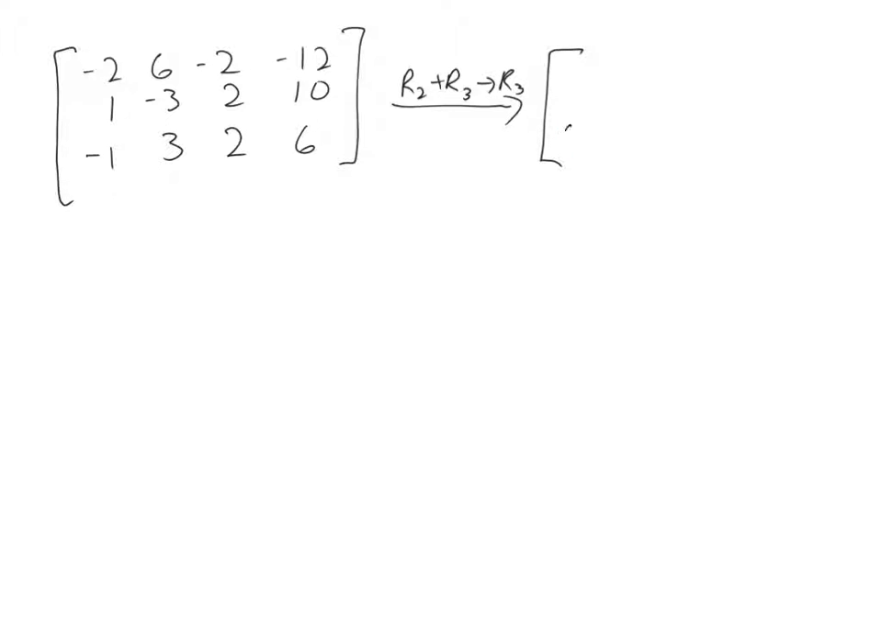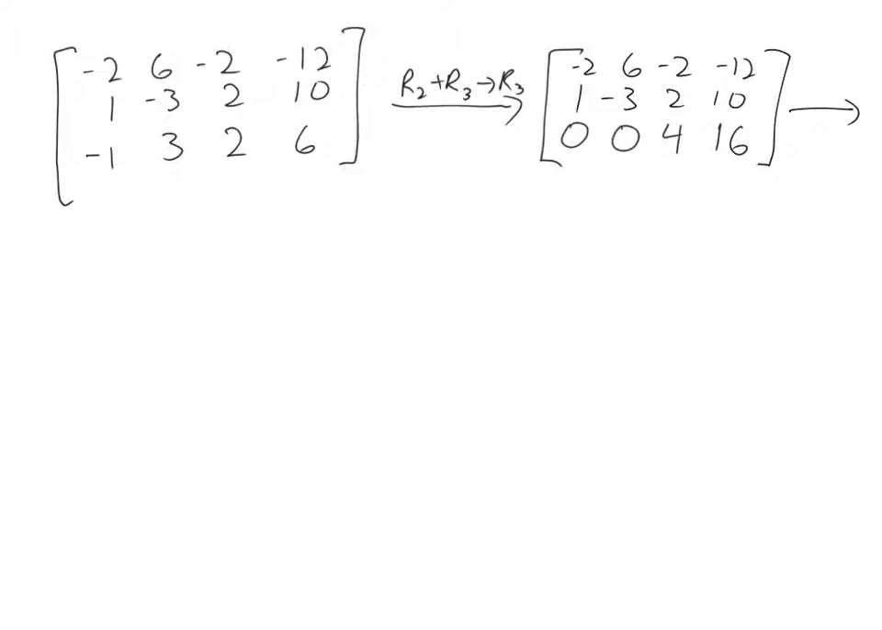This is 0. And this will be 4. And 10 plus 6 is 16. Well, that was convenient, mainly because we're going to need 2 zeros here anyway, so that works out nice. So then I have 1, -3, 2, 10, and -2, 6, -2, -12 again.